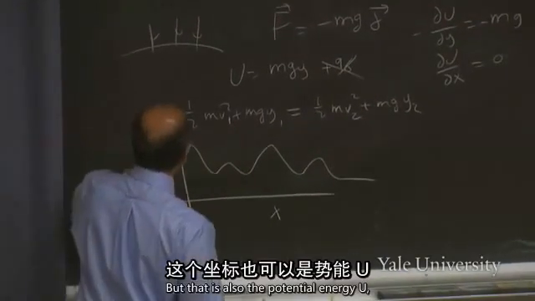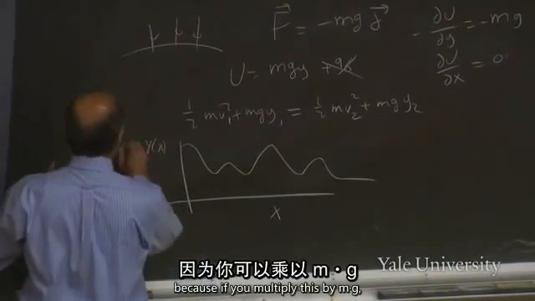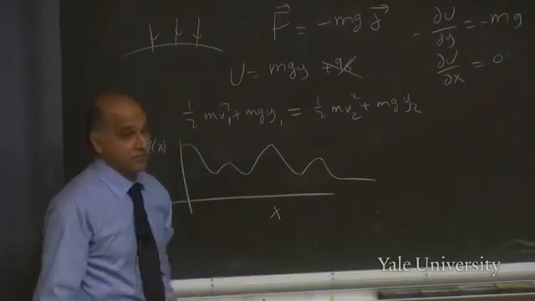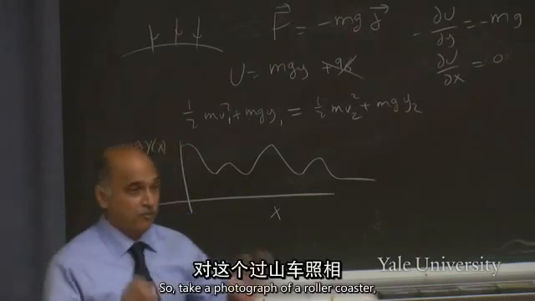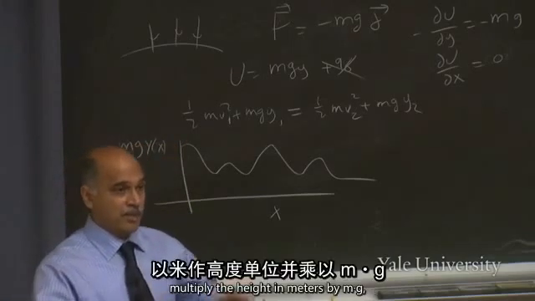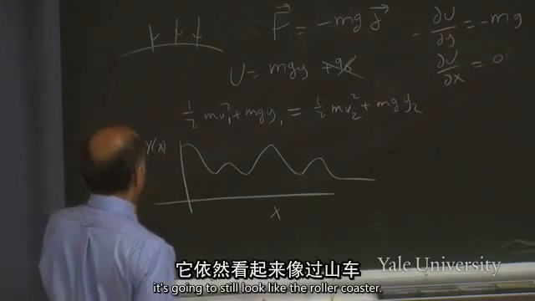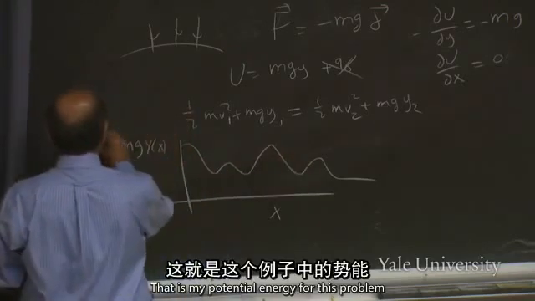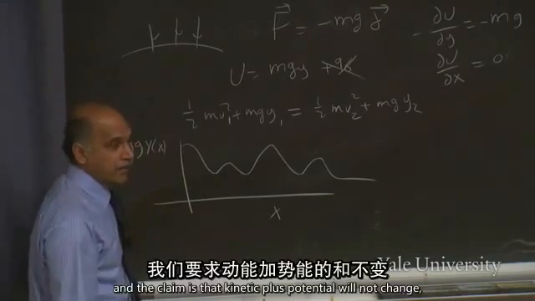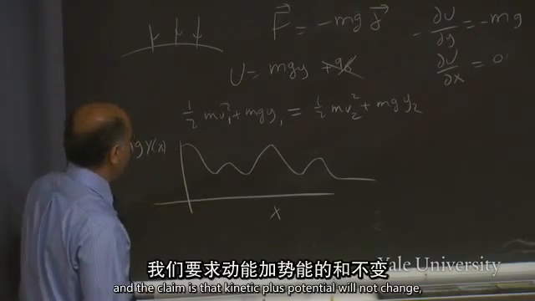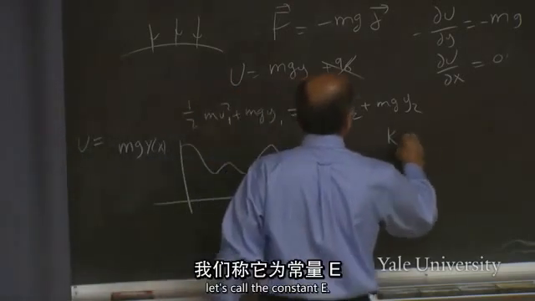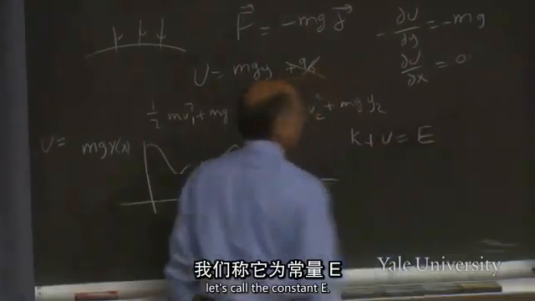But that is also the potential energy U, because if you multiply this by mg, well, you just scale the graph by mg, it looks the same. So take a photograph of a roller coaster, multiply the height in meters by mg, it's going to still look like the roller coaster. That is my potential energy for this problem. And the claim is that kinetic plus potential will not change. So K plus U is a constant. Let's call the constant E.